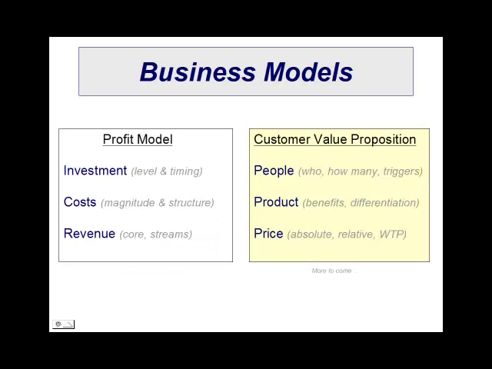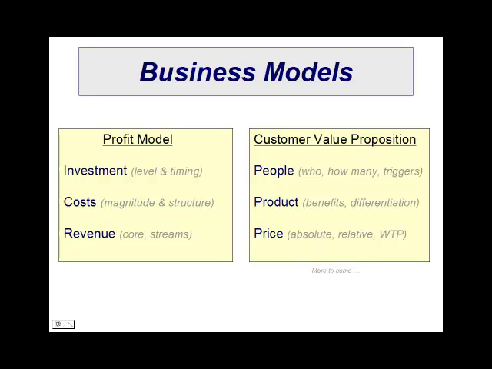For shorthand purposes, we can reduce a CVP to 3 of the 6 Ps. First, people. Who is the product directed to? How many of them are there? And what are the purchase triggers? What are the benefits that a product delivers? That is, what's the job that it does for customers? And how is the product differentiated from competition? How does the price stack up relative to competition? And are customers willing to pay for the benefits that are being delivered?